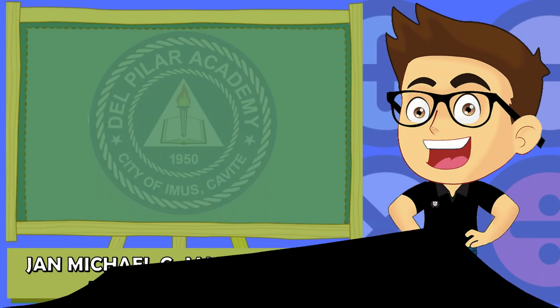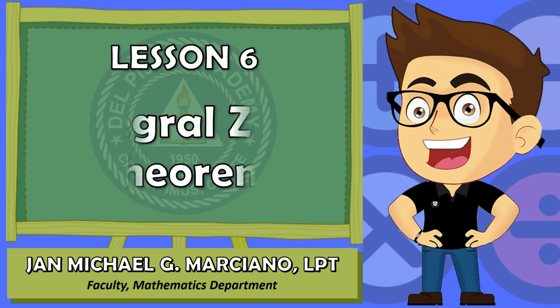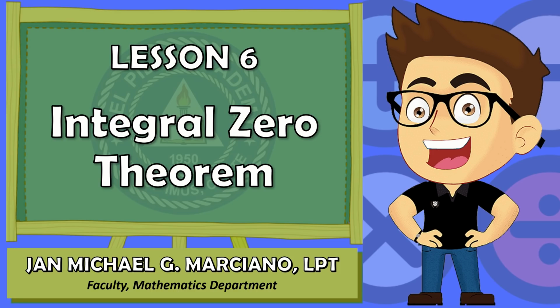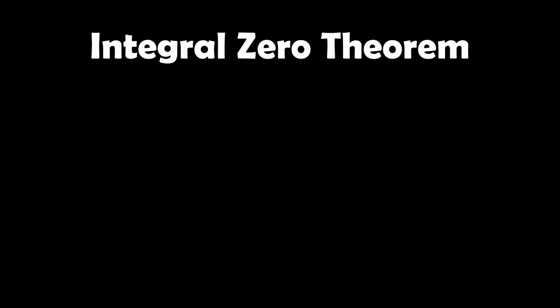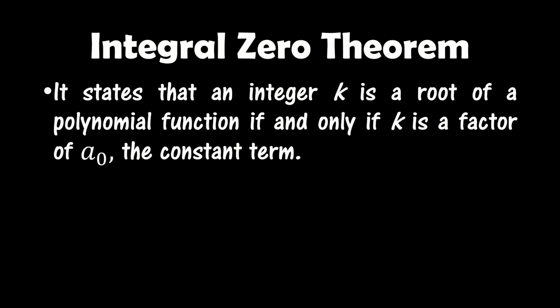So for today, we will be discussing the integral zero theorem. Now, what is it about? Tungkol ba saan si integral zero theorem? So the integral zero theorem states that an integer k is a root of a polynomial function if and only if k is a factor of a sub zero, which is the constant term.